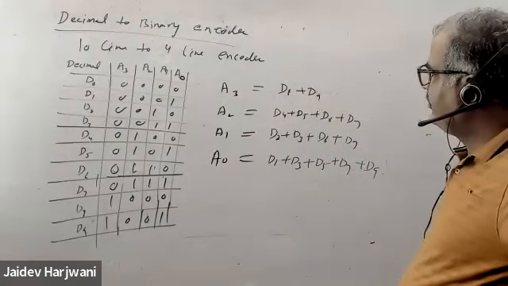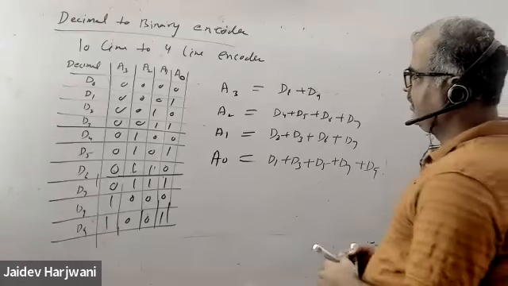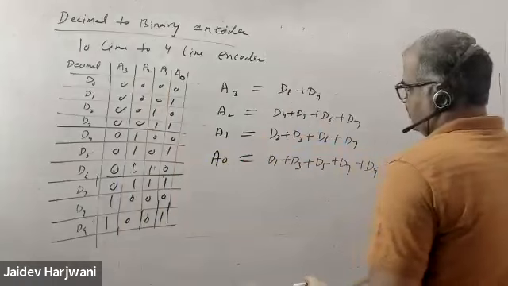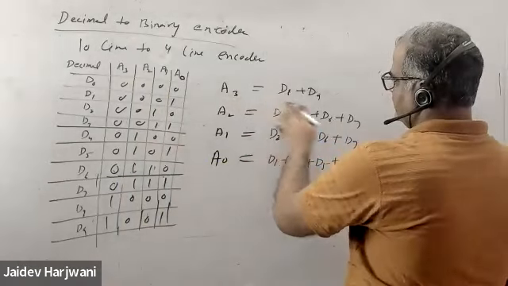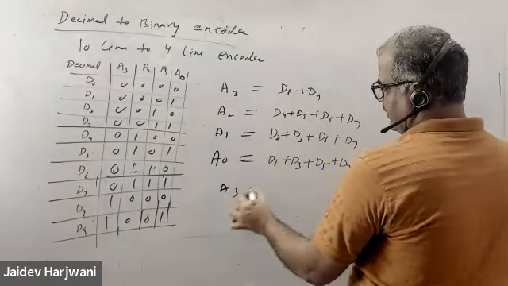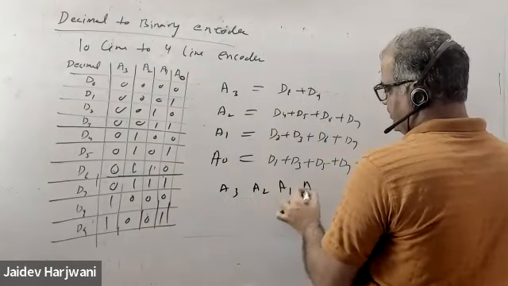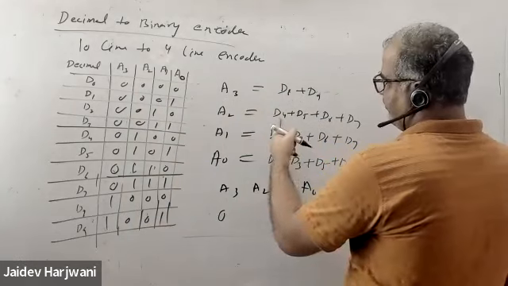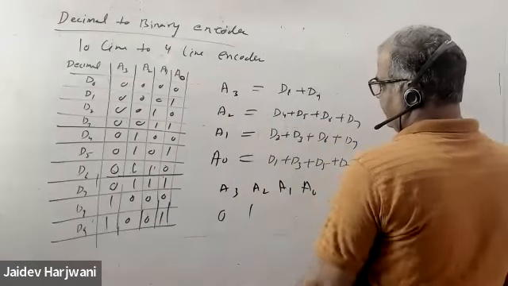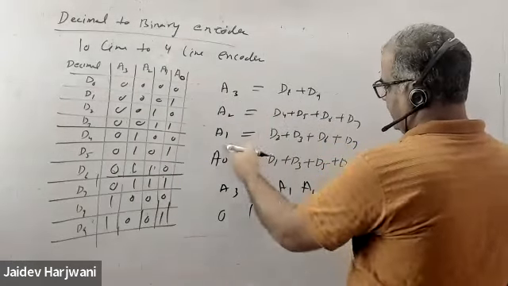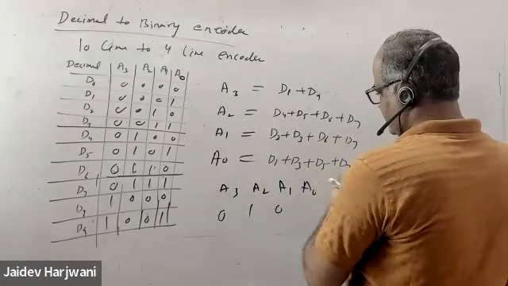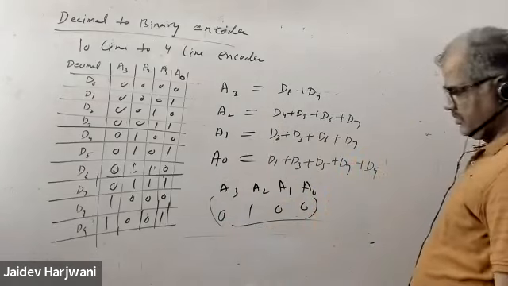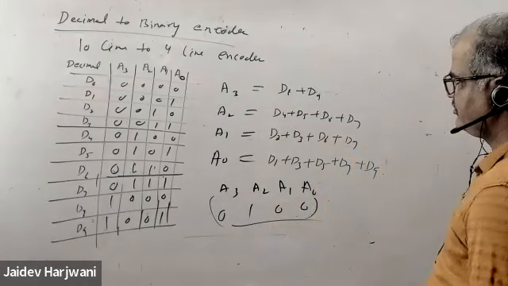Now you can find anything. Okay. If you put here, say D4 is 1, other 0. So this is A3, A2, A1, A0. A3 becomes 0, D4 I'm putting 1, A2 becomes 1, A1 becomes 0, A0 becomes 0 since D4 is not there. This becomes 1 0 0. So this is correct. Okay. So this is 1 0 0.